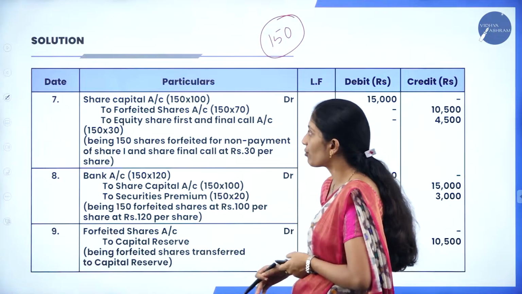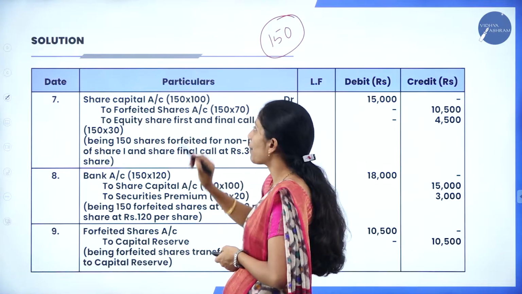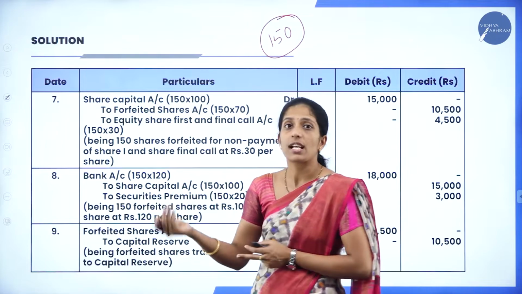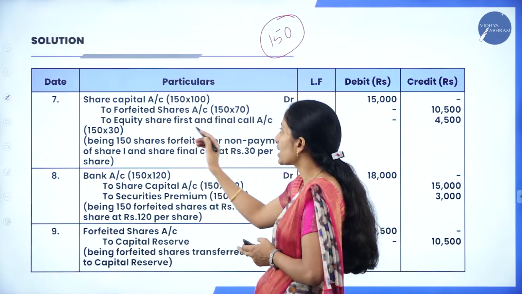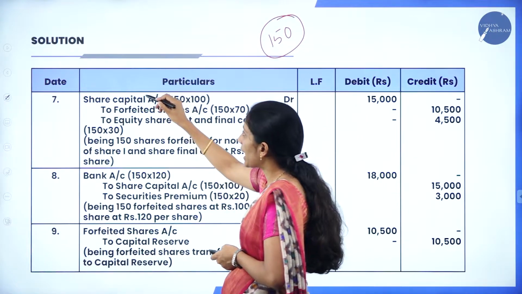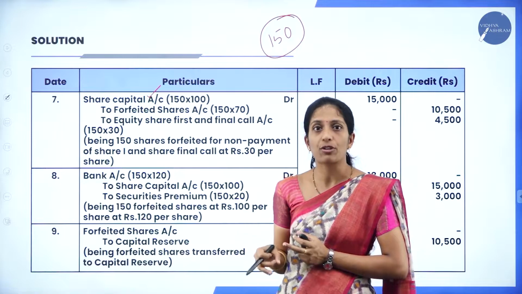Now, what is the entry for forfeiture? This will be the forfeiture entry. So share capital account debit to forfeited shares account. On which stage have they not paid? On equity share first and final call account. So share capital. So out of 150 shares, how much did they have to receive?